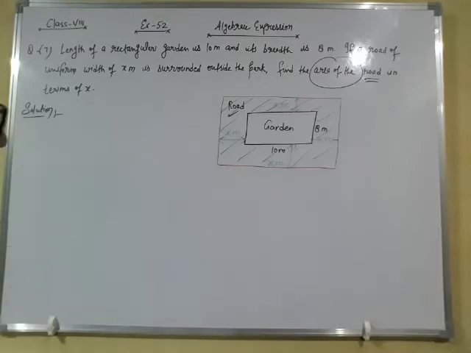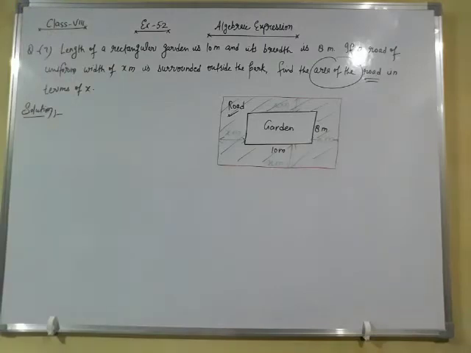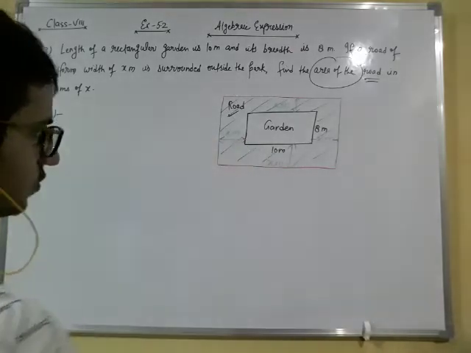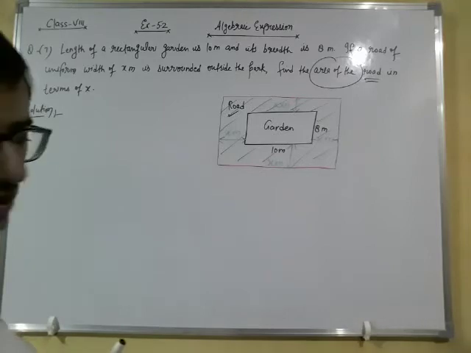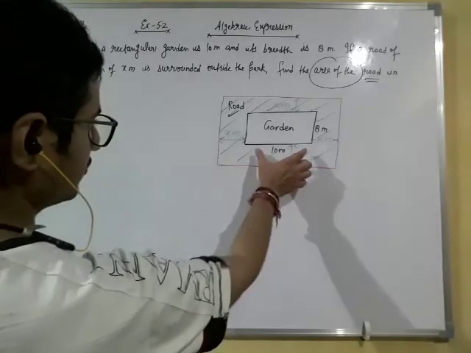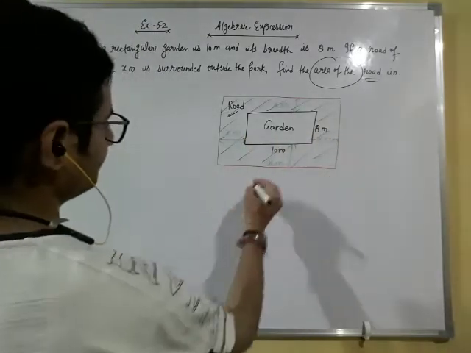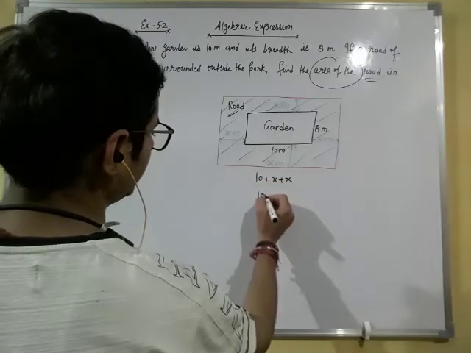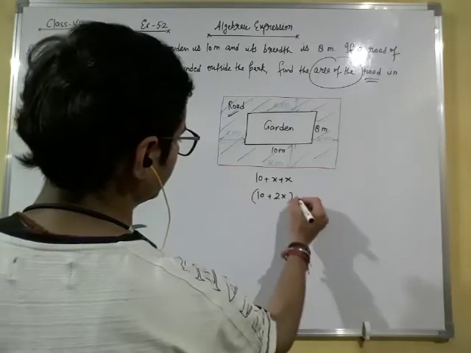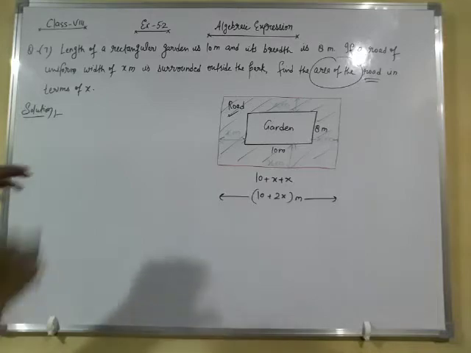What we will follow: we know the dimensions of the rectangular garden, and with the help of these dimensions and the width of the road, we can find the dimensions of the entire rectangular figure. Suppose this is 10 meter, this is x meter, this is x meter, so the total will be 10 plus x plus x, so it will be 10 plus 2x meter, the entire length of the figure.